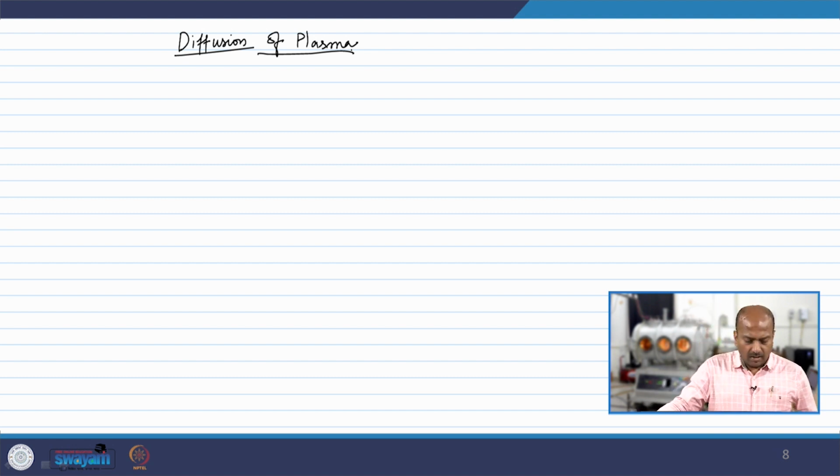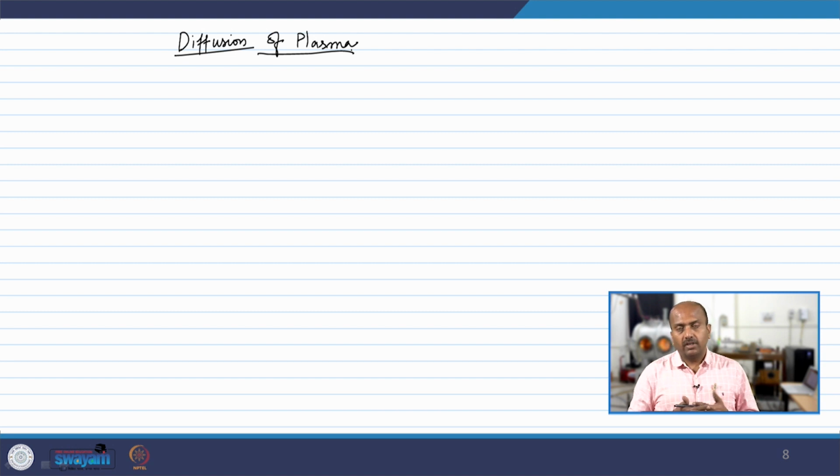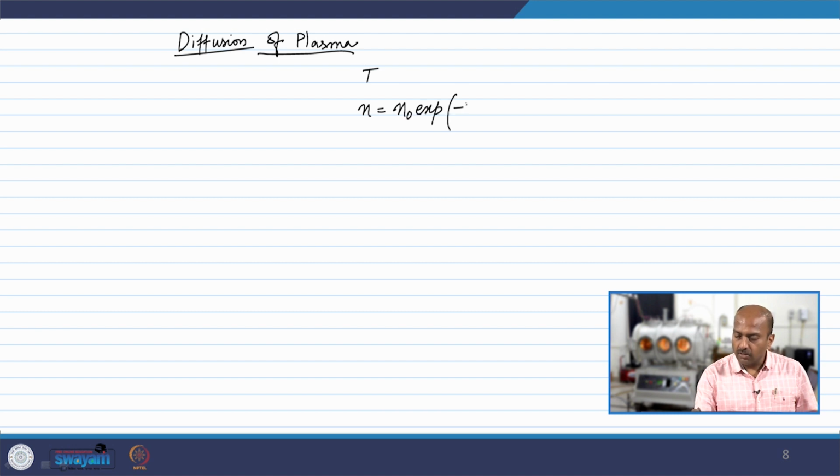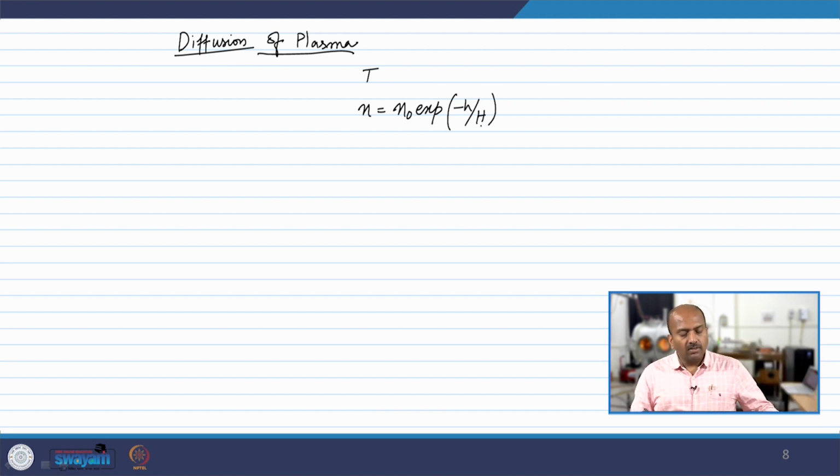Generally, when several gases rest in equilibrium under the effect of gravity, each of the gases will be distributed as if it alone is occupying the entire volume. Okay. So, when temperature is uniform for all the gases, the number density of any gas can be written as n equals n naught exponential minus h by H. What is n? n is the number of particles per unit volume. n naught is some reference.